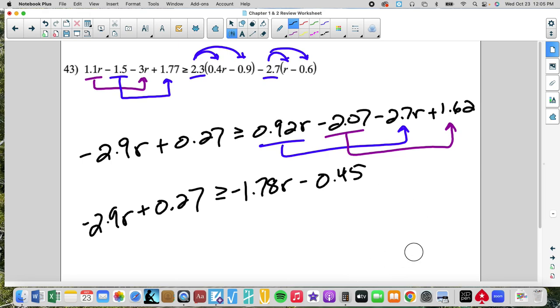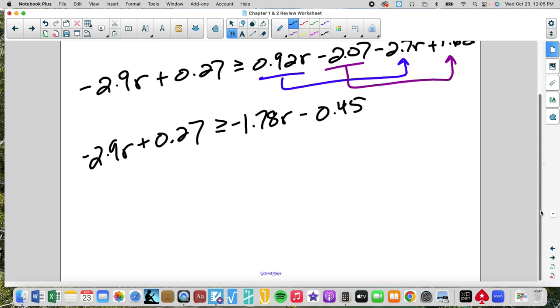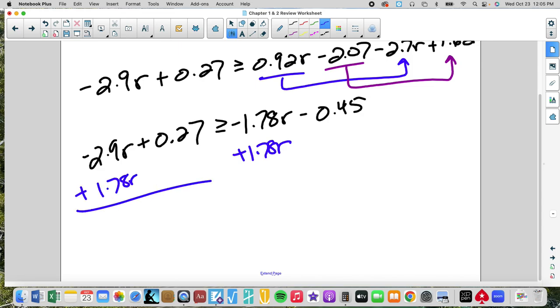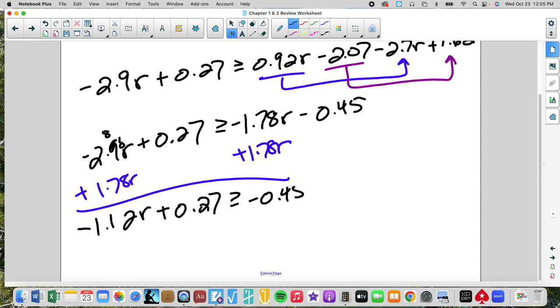Okay, still here, still working. Let's move the variables. Let's add 1.78r. I just kind of wanted to have them over each other. Negative 1.12r plus 0.27 is greater than or equal to negative 0.4r.